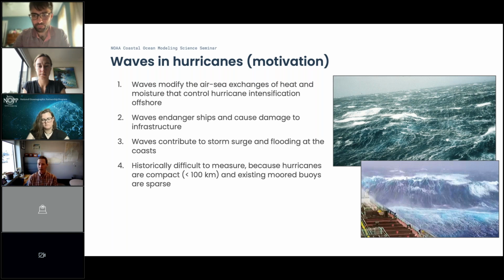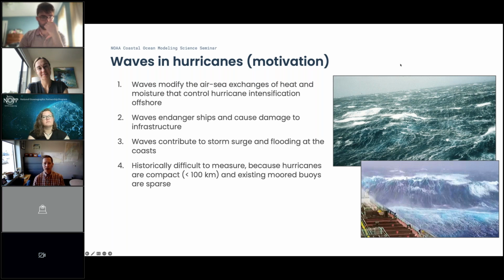And the sea state in a hurricane is very complicated, right? There are different quadrants of the storms where winds and waves are aligned or misaligned, and you can see these pictures of the ocean surface here. It can be a very complicated and confused multi-phase flow in which that exchange is occurring. So that's one reason to study waves in hurricanes. Another reason is just very practical. The waves endanger ships and cause damage to infrastructure. And then when we get to the coast, because this project is really focused on the coast, waves contribute to the storm surge and flooding at the coast. So we'd like to understand and be able to better forecast the waves that will arrive at the coast and add to that flooding.